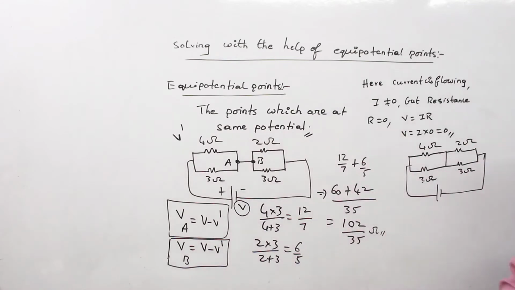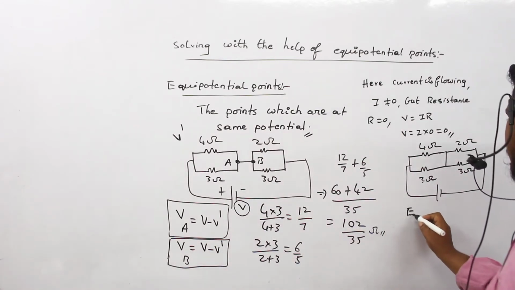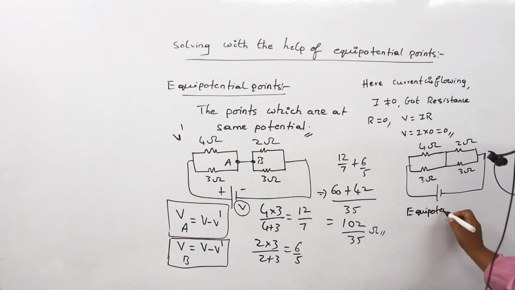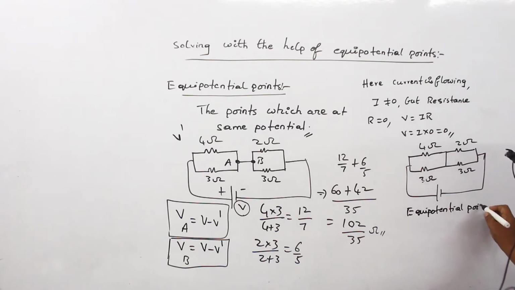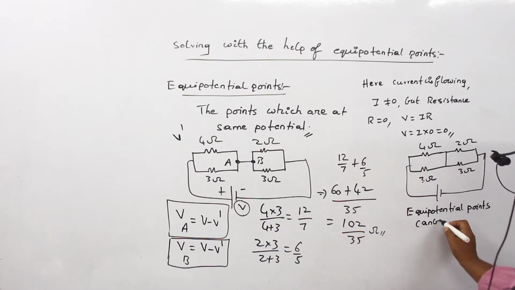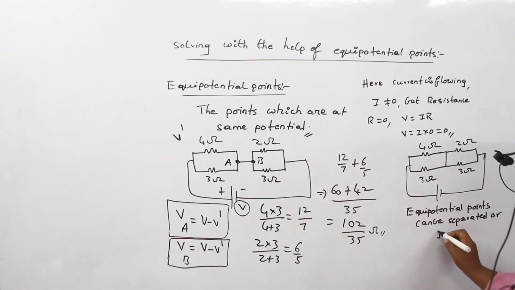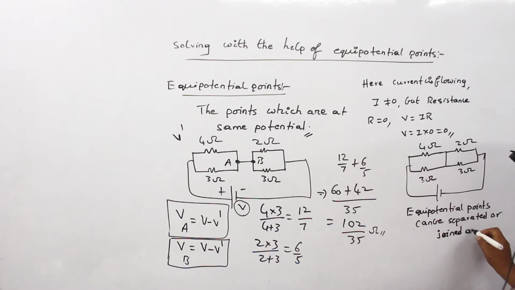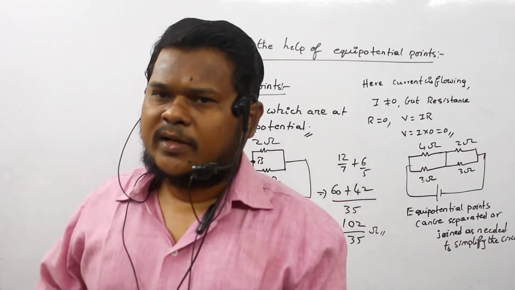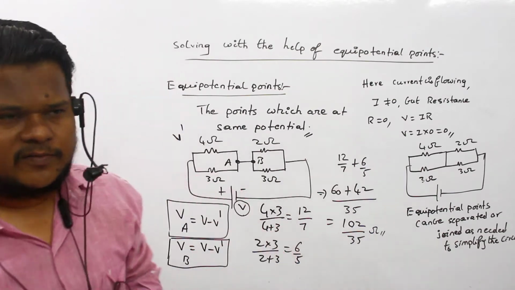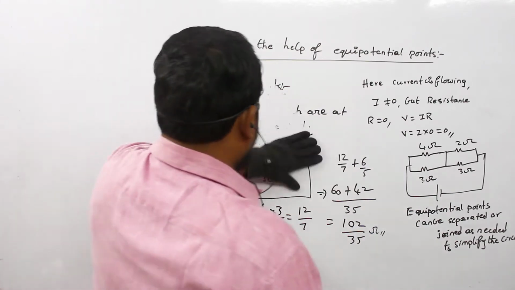So here what we can write is: equipotential points can be separated or joined as needed to simplify the circuit. So according to our requirement, you can either separate them or combine them to simplify the circuit. That is the meaning of this. Clear?